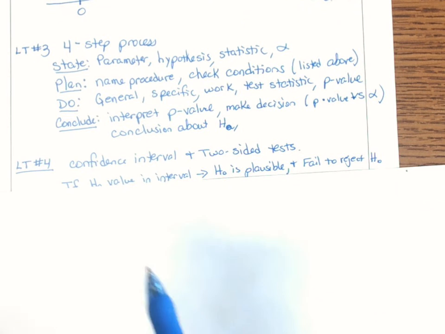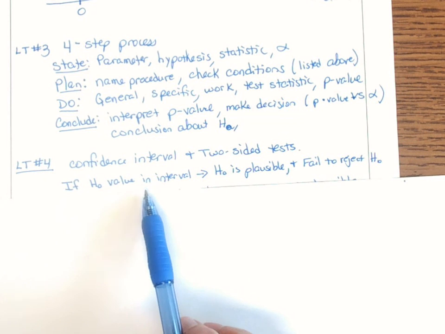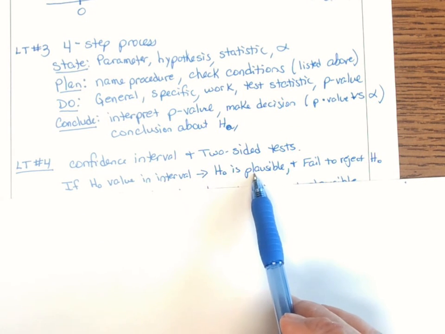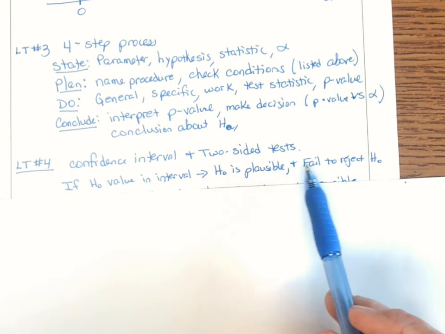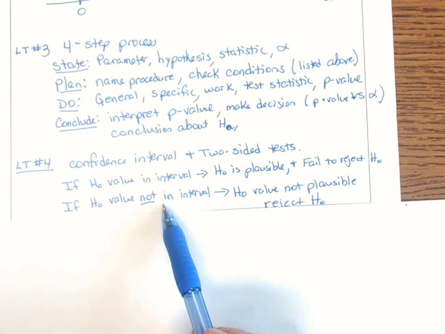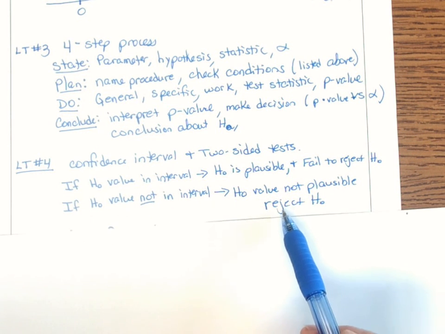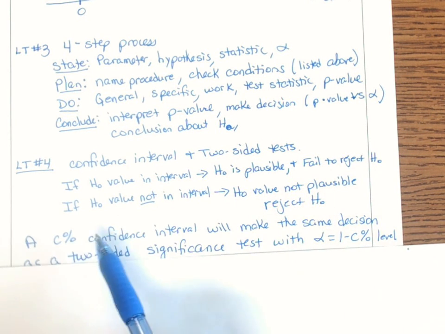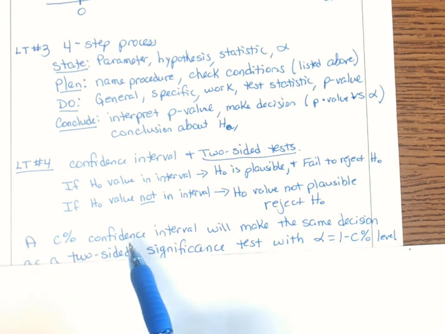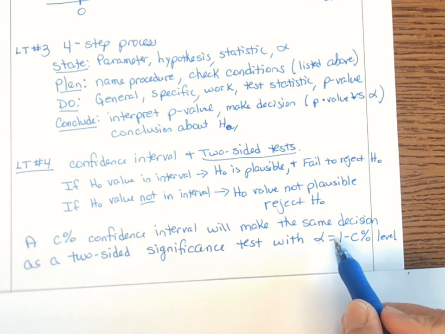And the final thing, when we want to relate confidence intervals to two-sided tests, if the null value is in your confidence interval, then the null value is plausible because it's within the interval, and if it's plausible, you would fail to reject the null. If the null value is not in your confidence interval, then the null value is not plausible, thus you would have to reject the null. And again, this is true for two-sided tests. A confidence interval will make the same decision as a two-sided significance test when alpha is equal to 1 minus the confidence level.